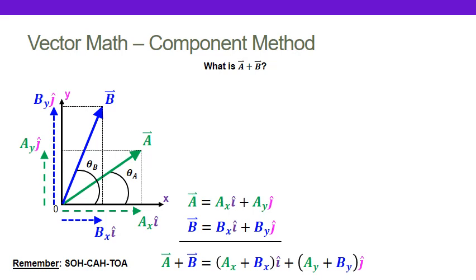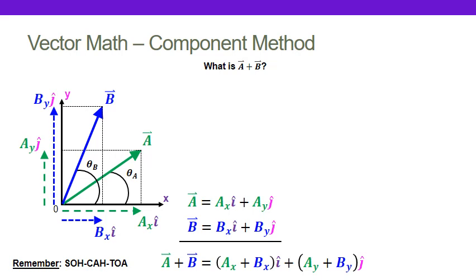So we can use this to get our components. And then, of course, if we wanted to know the magnitude of A plus B, we'd have to use the Pythagorean theorem to take our components of A plus B and find the magnitude.